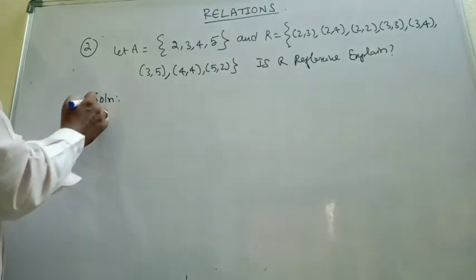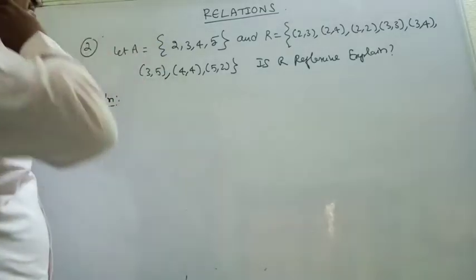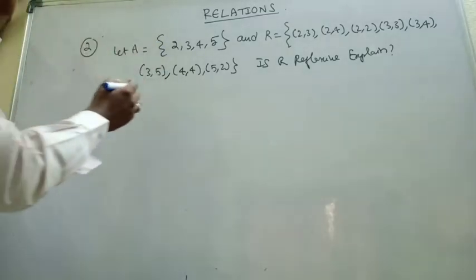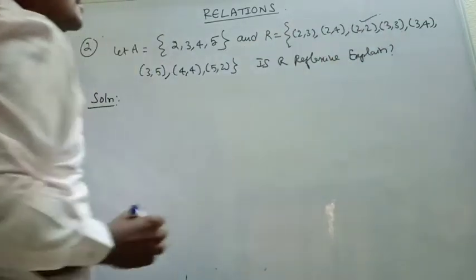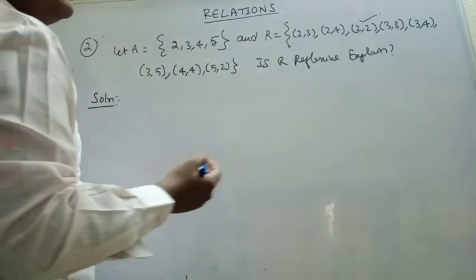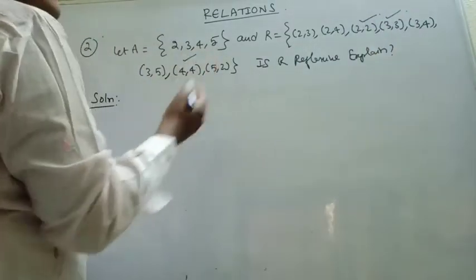If R is reflexive, my dear students, as we told you already, every element should be related to itself according to the given relation, right? We should have (2, 2). Yes, (2, 2) is there. (3, 3) should be there, and (3, 3) is there. (4, 4) is also there. (5, 5) should be there.